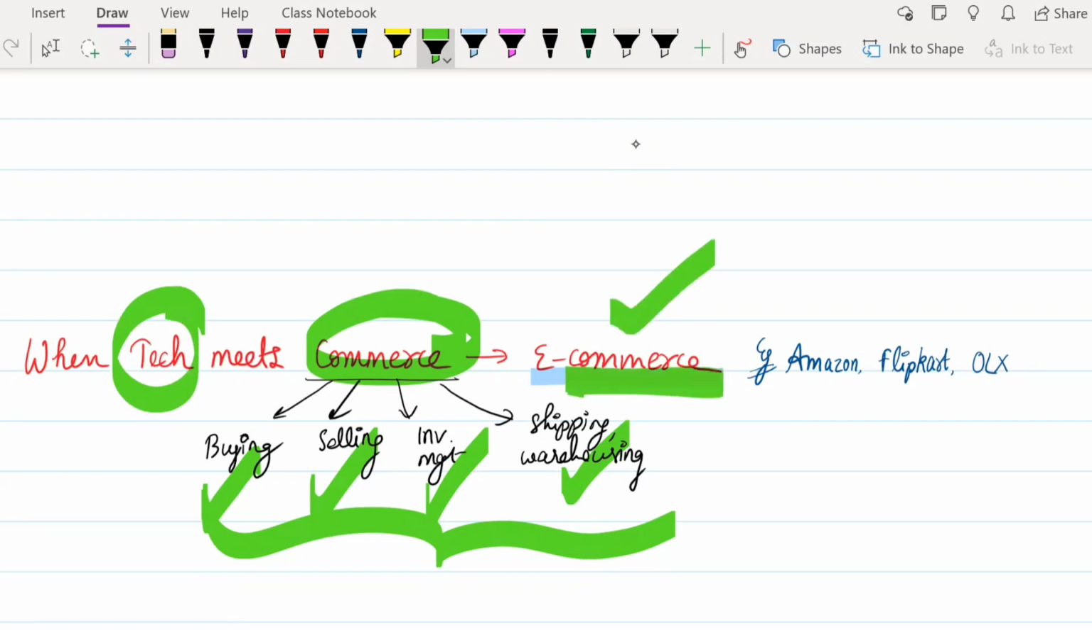Commerce means trading of goods. So when it is done electronically, it is known as e-commerce. For example, you can take Amazon. On Amazon, you buy products, and the vendors who are there on Amazon sell products there. So this is an e-commerce spot where the buying and selling is happening.